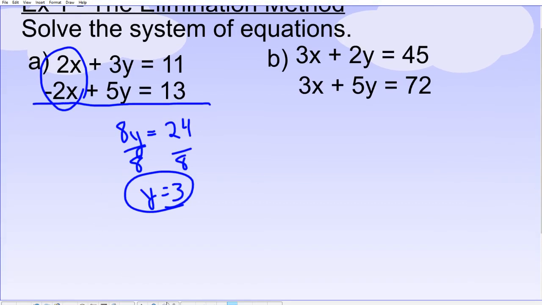So the way we find the other variable, we have to take this and plug it into one of these equations and solve and find the other variable. This would be true no matter if you did the substitution method or the elimination method. So I'm going to take the top equation, which was 2x plus 3y equals 11. I'm picking it because there's no negatives. That's the only reason why. You could use the bottom equation if you want to. I'm going to plug in 3 for y.